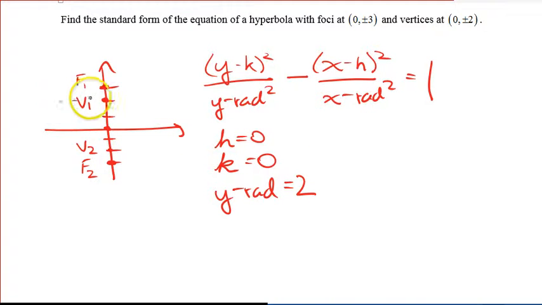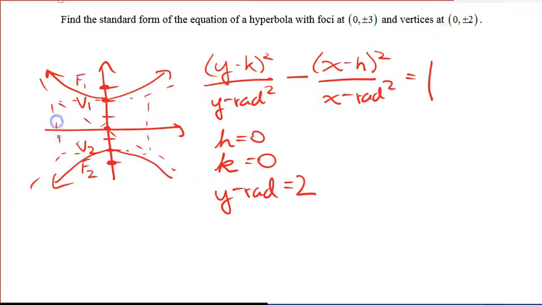We know that normally when graphing we would draw some sort of rectangle like this, and we would draw our asymptotes through the corners, and our hyperbola would go something like that. The x radius tells us how far apart these sides of our rectangle are, but we can't tell that just from looking at the graph. What I drew there was just a guess. Who knows? It could be a lot taller or a lot skinnier or a lot fatter.